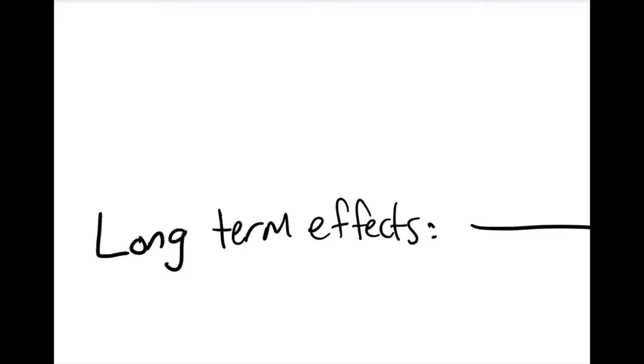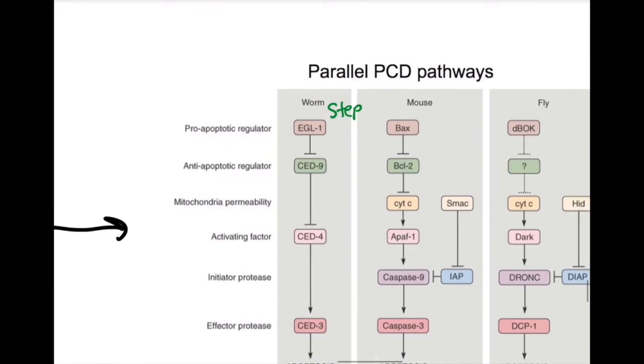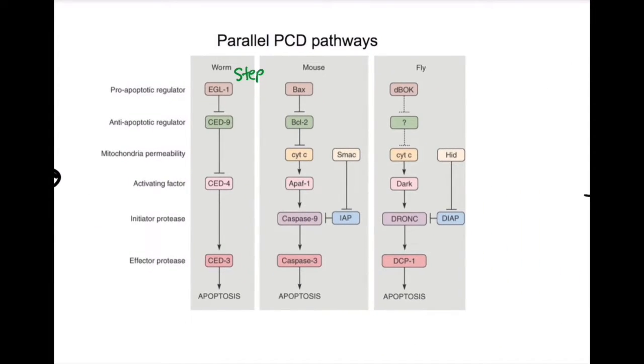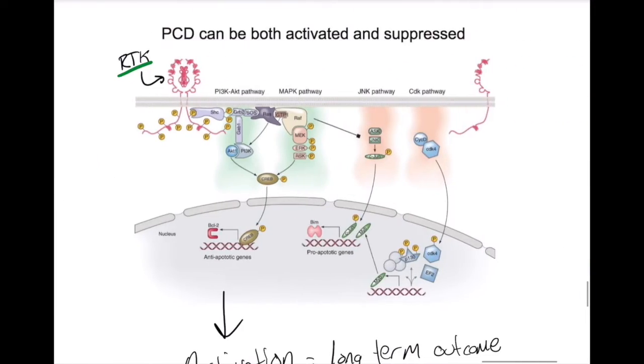Here, we get into the long-term effects of NGF receptor activation. Apoptosis proceeds through a signaling cascade, meaning numerous steps must be activated or inhibited in sequence in order for cell death to occur. Additionally, some of these pathways may be pro-apoptotic, promoting cell death, while others are anti-apoptotic, preventing apoptosis.